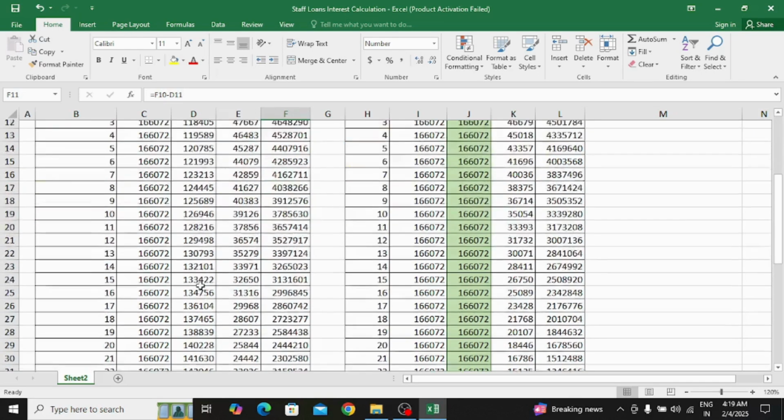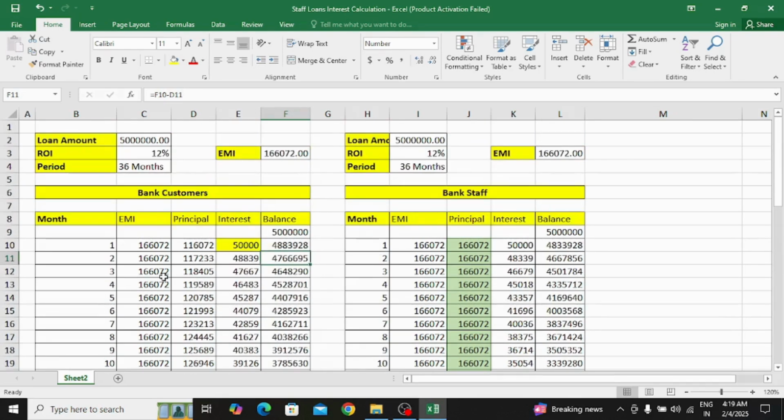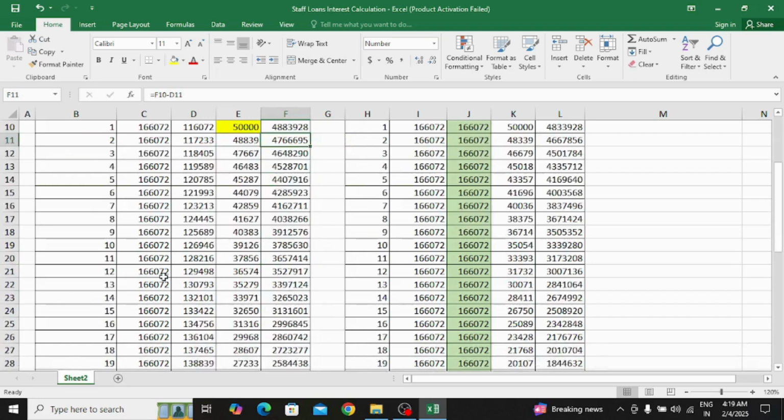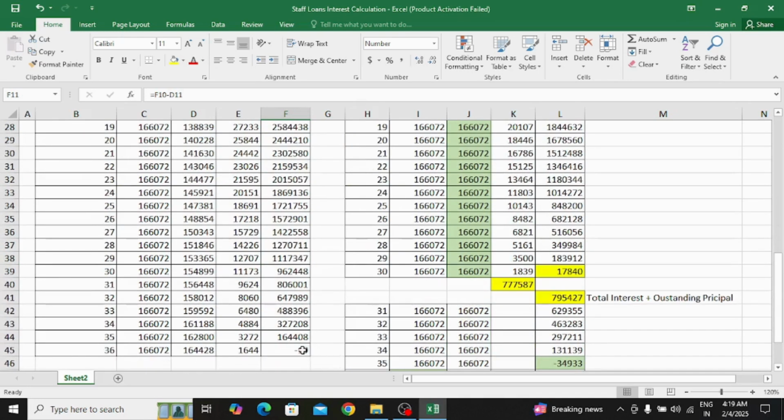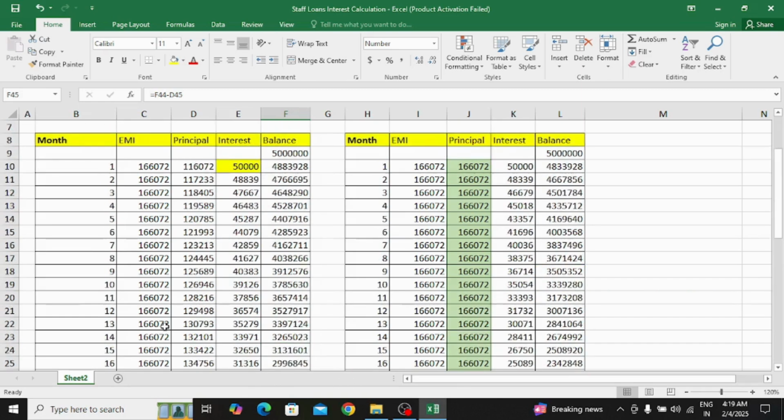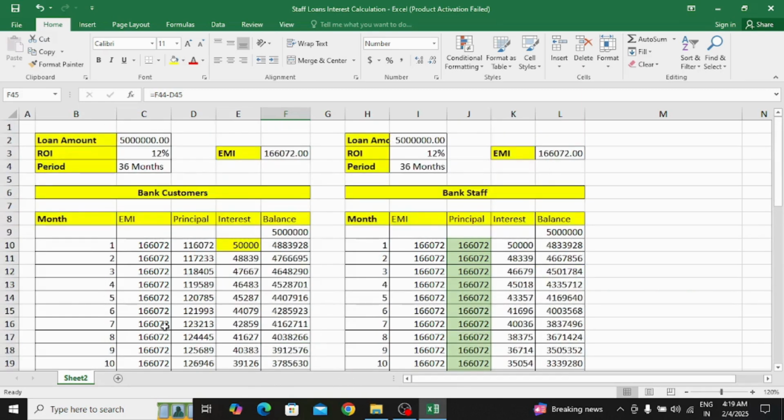So if you keep on paying 1,66,072 rupees for 36 months, your loan will become zero. Normally it will be like 5 rupees, 10 rupees plus or minus. So if the customer has paid 1,66,072 rupees for 36 months, your outstanding will be zero. This is for the normal customers or bank borrowers.